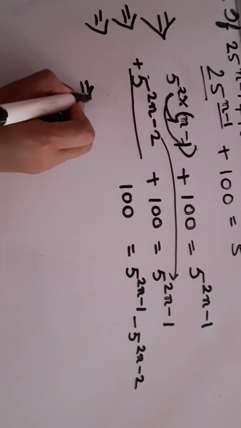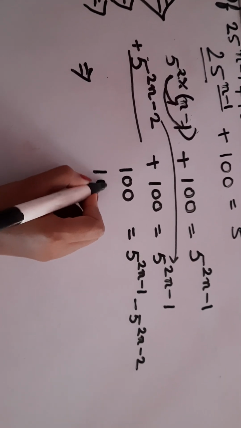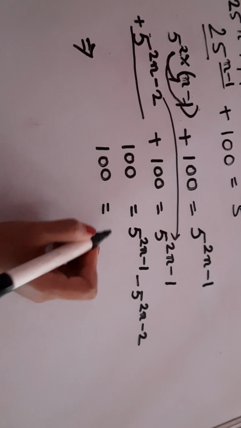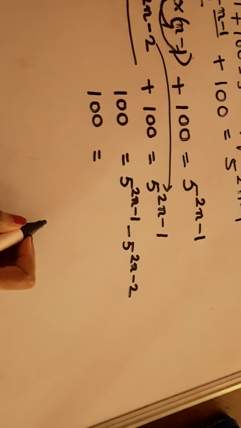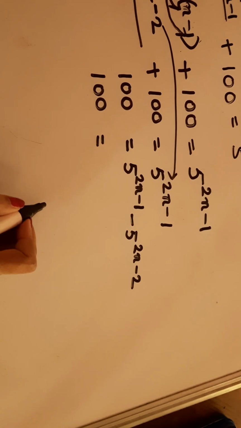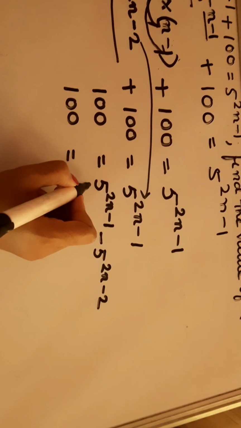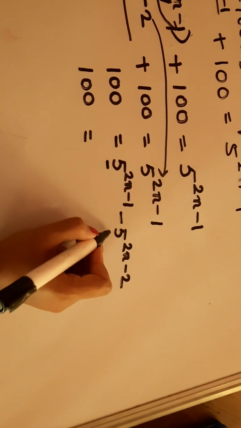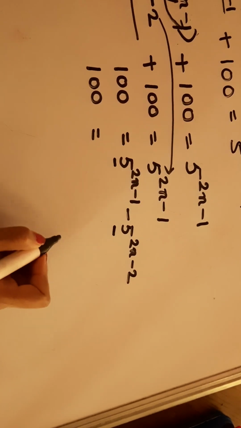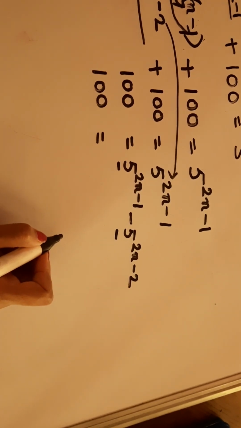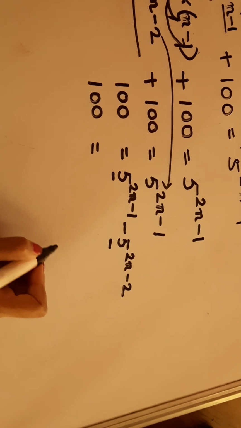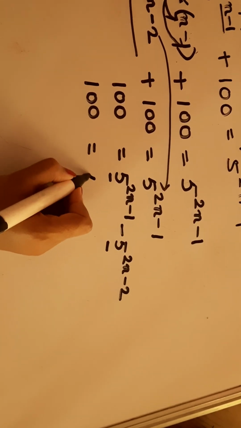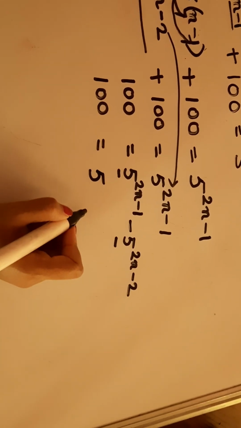Now the next step, we will write 100 equal to, now here we have to take the common terms. So how can we take that common term? For the numbers, we are having 5 and 5. So for the numbers, if we have to take out the common term, then we have to find out the HCF of the numbers. So the HCF of 5 and 5 is 5. So we will write 5.